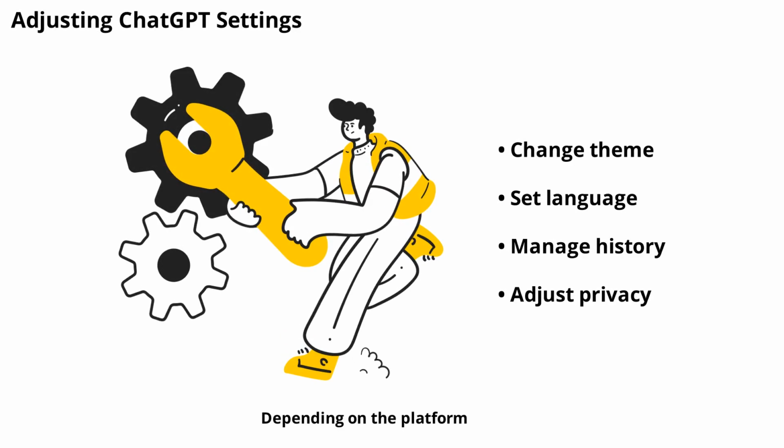Depending on the platform, you may be able to adjust ChatGPT's settings. Look for options to change the theme, language, or notification preferences. Some versions let you manage your conversation history or set privacy controls. Customizing these settings can make your experience more comfortable and secure.